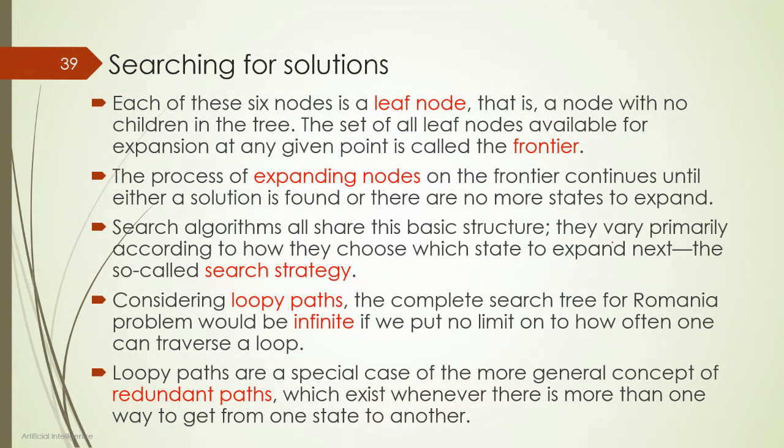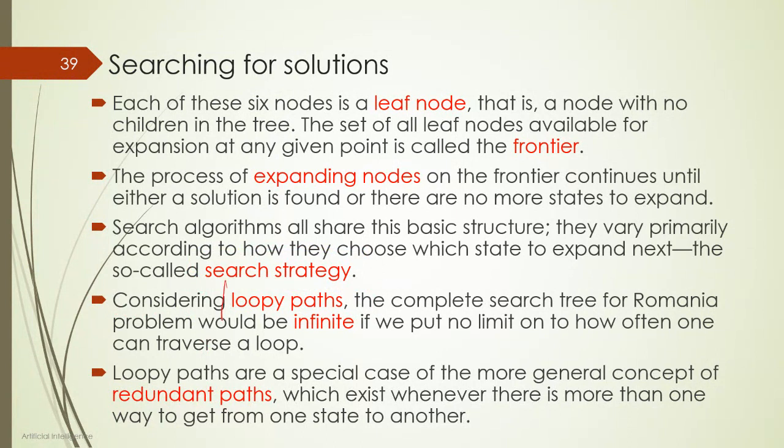Search algorithms all share this basic structure and vary primarily according to how they choose which state to expand next, the so-called search strategy. This is the next part which I'm going to talk about. Apart from the basics of building up a tree and checking branches and nodes of the tree, how to do that, where to start? Let's say I have my tree. Now I'm trying to find the solution. How to do it will be the strategy, which I'll talk about next.